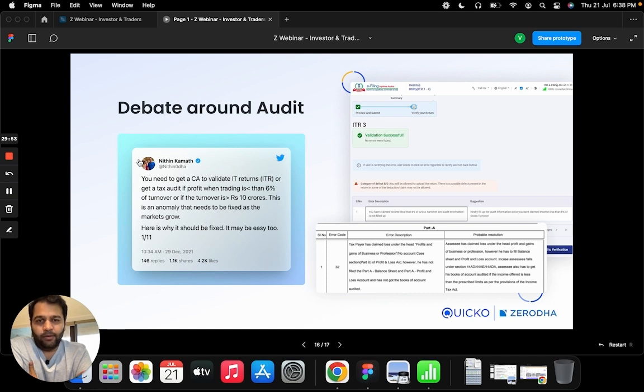And most of this data is anyhow reported to exchanges, and like we saw in the annual information statement, a lot of this data flows back to the income tax department. So we've always been of the opinion that the tax audit requirement for people purely investing and trading in the market is a little bit of an overreach.